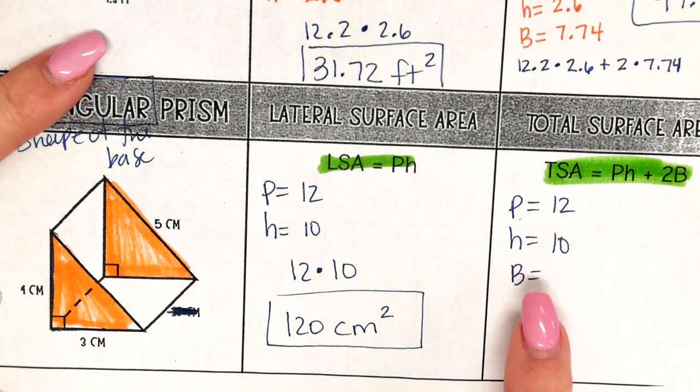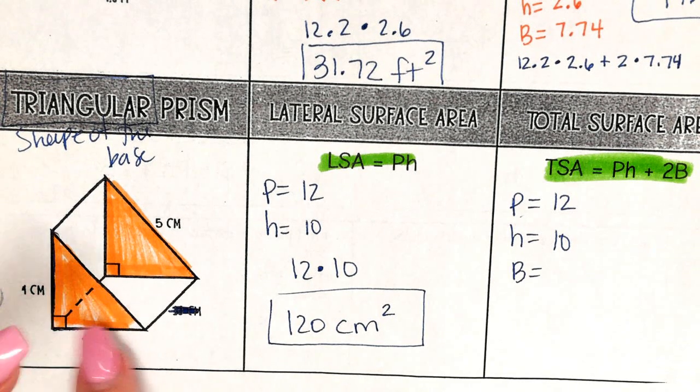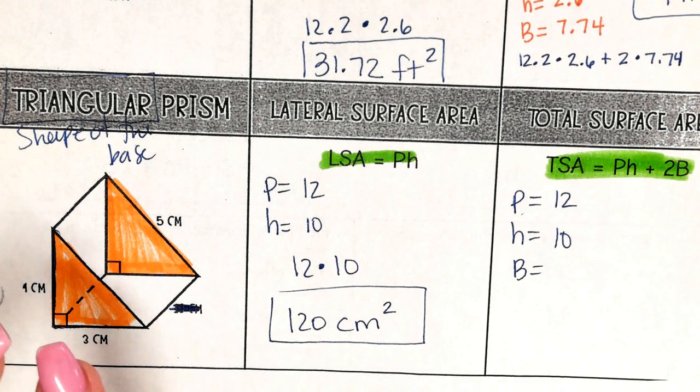Now stop. This is where everybody gets confused. What does big B mean? Area of the base. And all my 8th grade students, they say, oh, length times width. No. Length times width is for what? Rectangles. And this base is not a rectangle, is it? This base is a triangle.